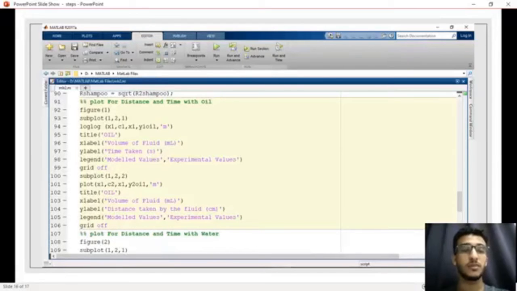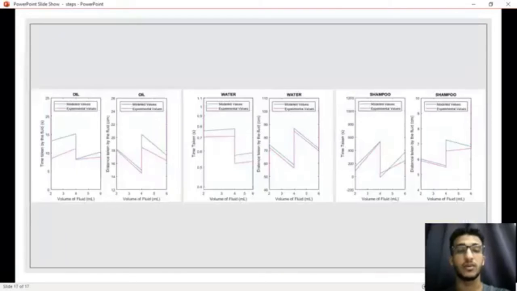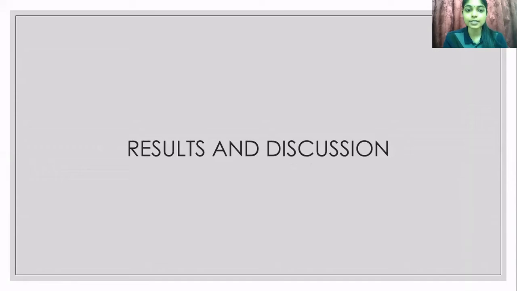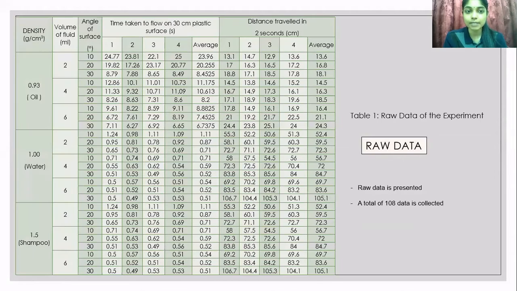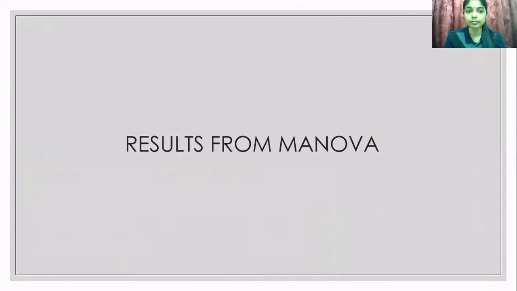After that, plots for distance and time were generated just to compare the actual data and the model data for all liquids: oil, shampoo, and water. So next, let us move to the results and discussion. First of all is the raw result from the experiment. This table shows us the data collected when the experiment is run. A total of 108 data points were collected.